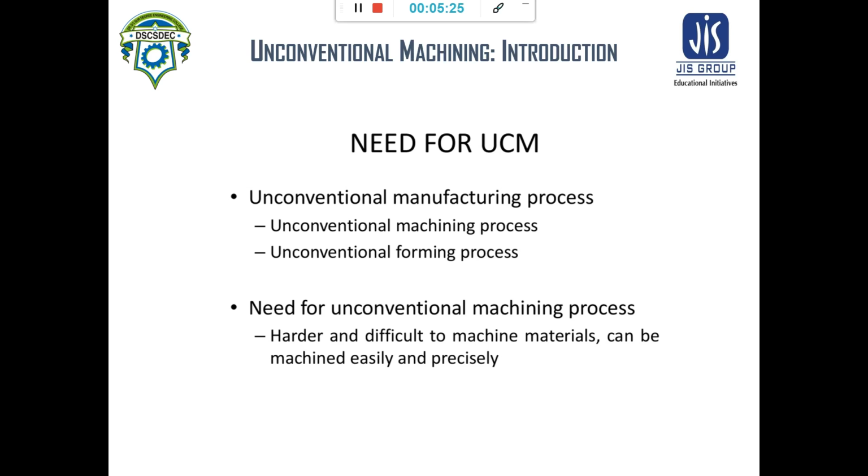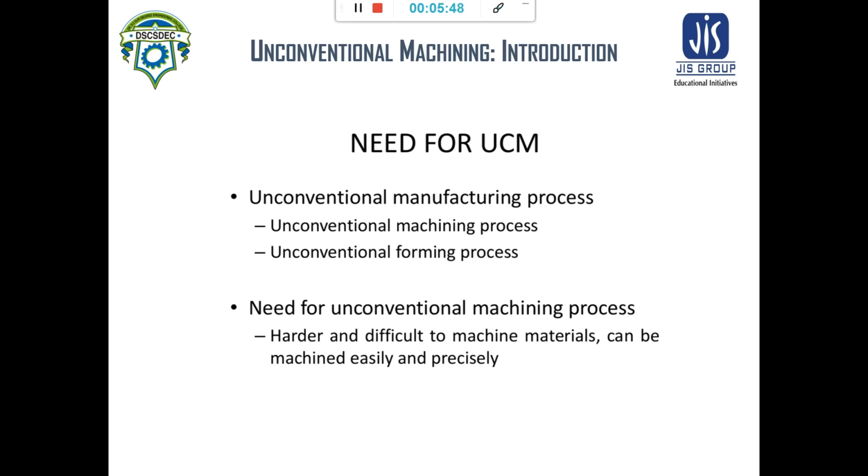In this unconventional machining process, there is no contact between the cutting tool and the workpiece, or very nominal contact. So tool wear is very nominal. Tool wear means the wearing out of the tool. A detailed discussion of tool wear we have done in the tool wear lecture section.